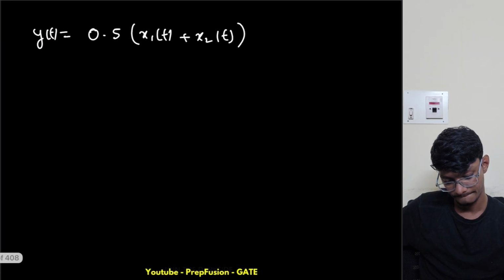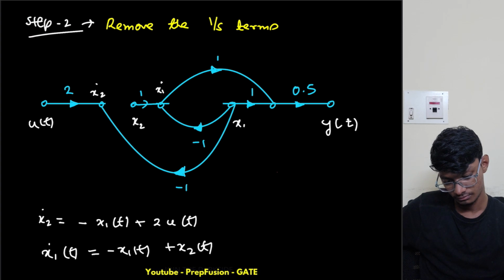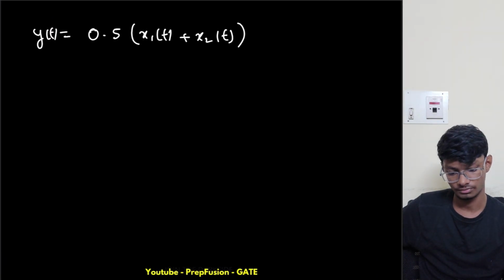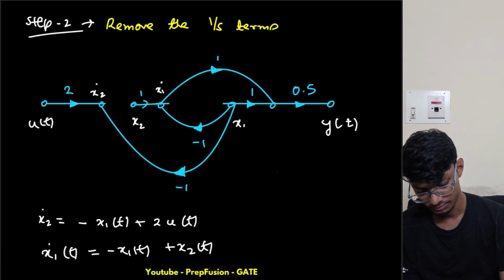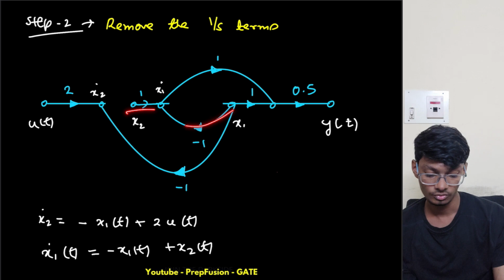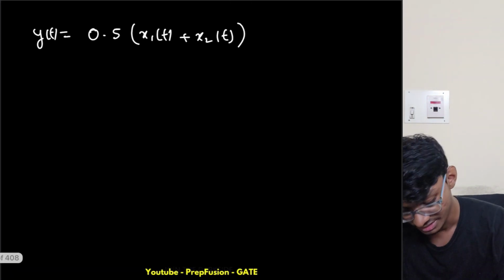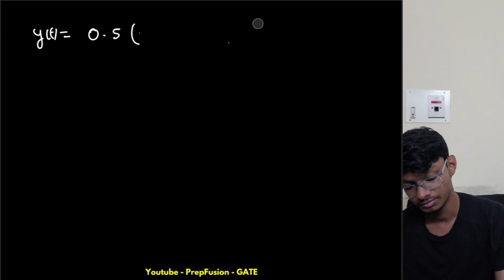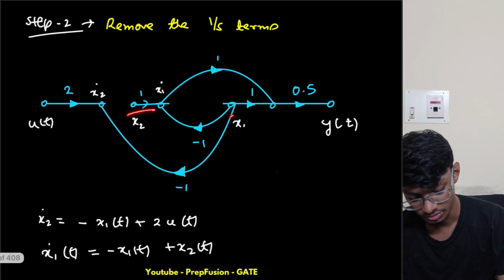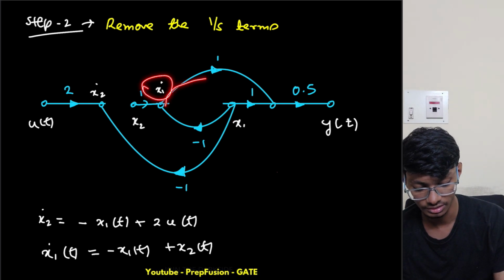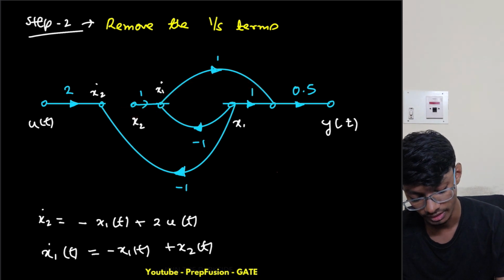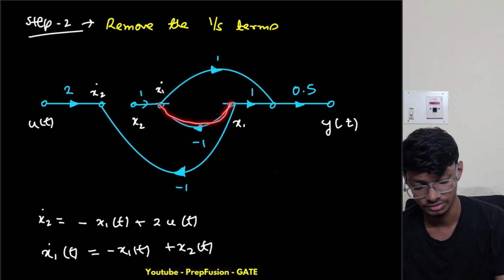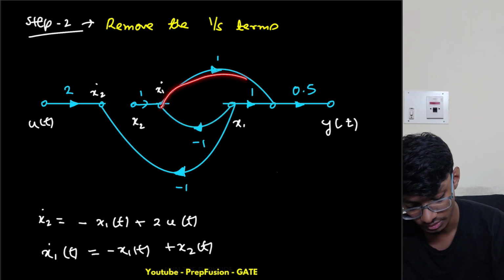I can write it in terms of this only. Am I making a mistake? Sorry, I can't do that, because there are two incoming nodes here. I am also making a mistake. I can't write x1 dot times 1 and x1 times 1 directly, nor simply x2 times 1, because this x1 is also incoming here. That is my silly mistake. So this is x1 dot times 0.5.